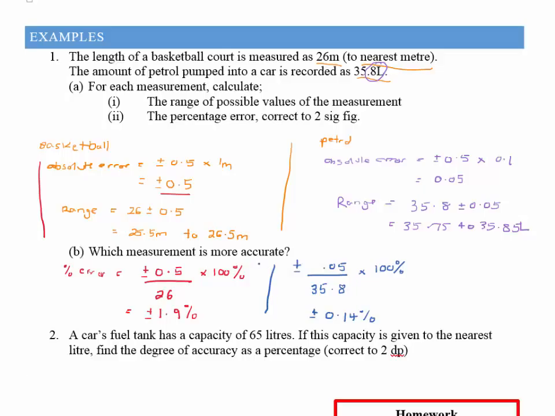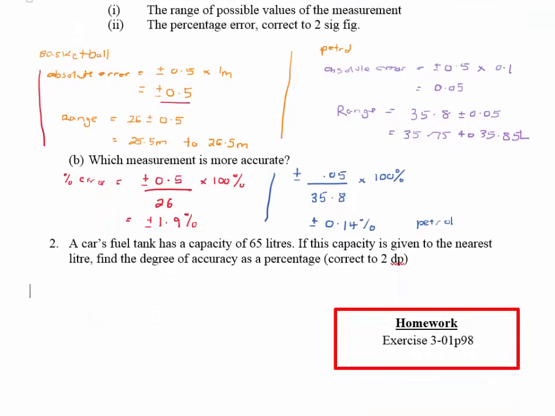And the last question, part B, says which measurement is more accurate? Well, the one that is more accurate is the one that has the smallest value. So the petrol is the answer to that question. So which one's more accurate? The petrol. There's less error in there.